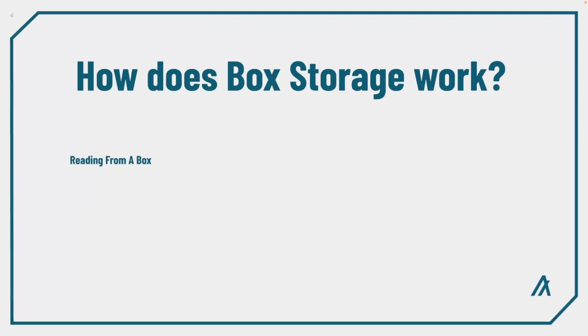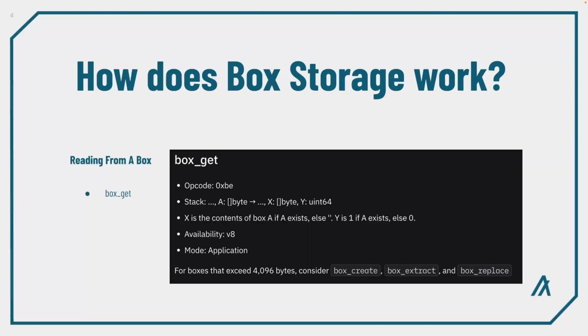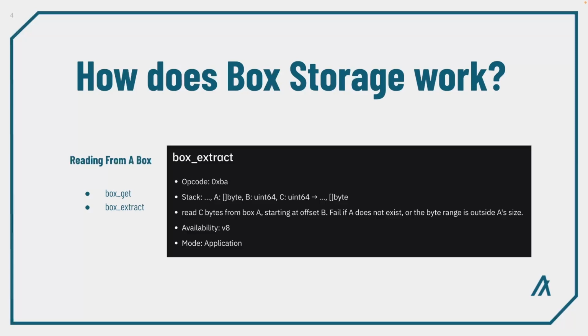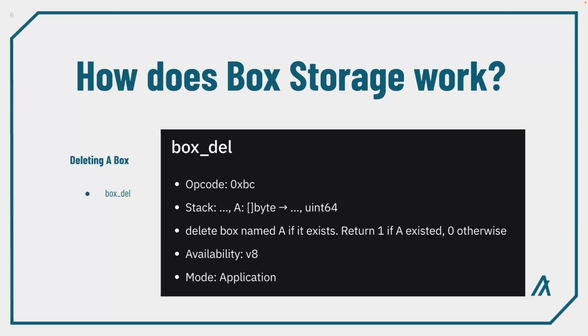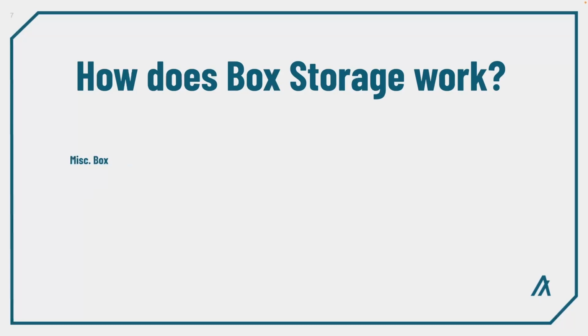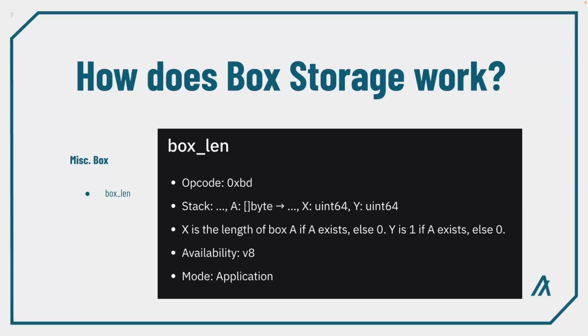Reading data from a box, much like writing, also offers 2 different opcodes for the same reasons as before. Box_get will retrieve the full box content, whereas box_extract reads an amount of bytes up to 4096, starting from the provided offset. Deleting a box requires the box name and the use of the opcode box_delete. This will now free up an amount of algo from the application account's minimum balance requirement that was used for that particular box. Additionally, the opcode box_len can be used to retrieve the length of a box in bytes. This can also be used to verify if a box already exists.